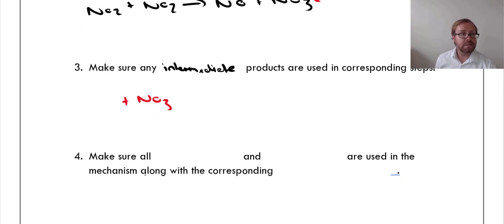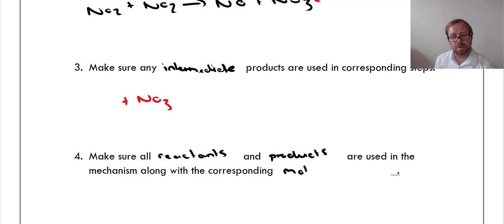And I need to make sure as well that all reactants and products are used in the mechanism along with the corresponding molar ratios. Okay, so in my second step I have NO3. I have to use it here, so I've moved it down to here. I need to make sure, according to this, all reactants and products are used in the mechanism along with the corresponding molar ratios.